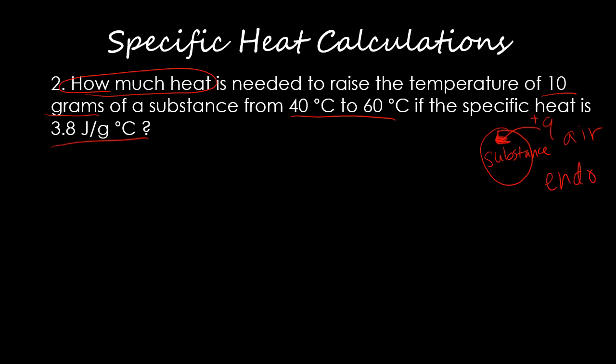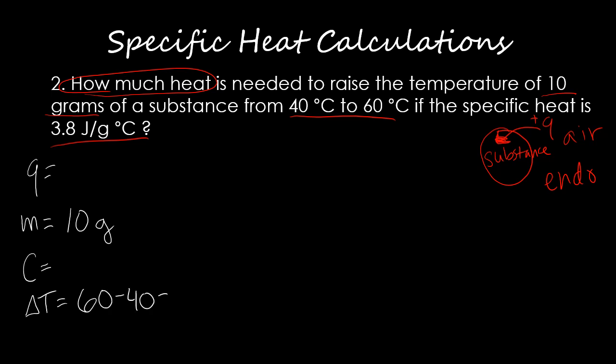So now let's do our list of variables. Q equals mc delta T, and we'll match these up. So we've got 10 grams. That's going to be our mass because grams measure mass. We've got 40 to 60 degrees Celsius, so we do final minus starting. So 60 minus 40 to give us 20 degrees Celsius for our change. The 3.8 is that joules per gram degree Celsius. That's our specific heat. Has those really specific complex units.